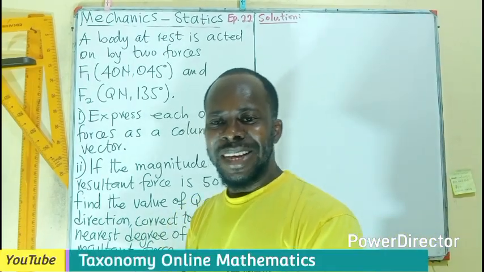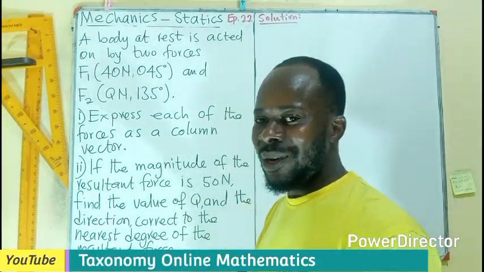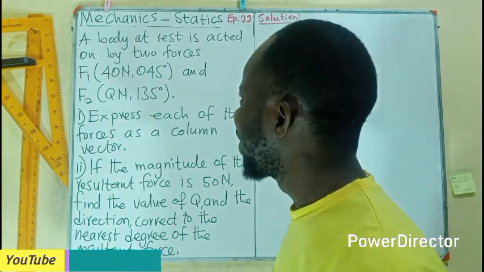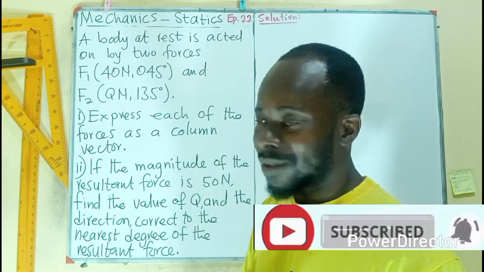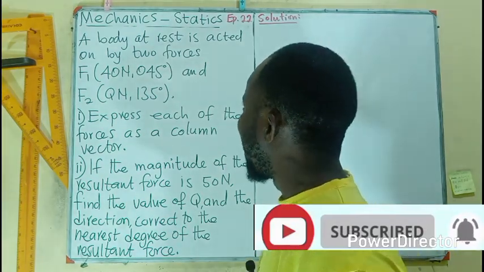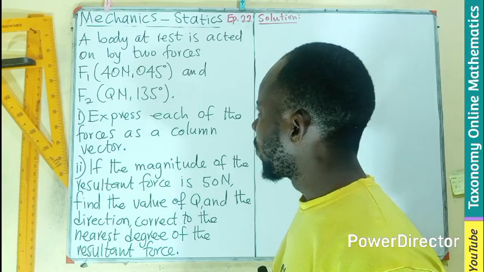Hello, welcome. Let's have a quick one on this episode 22, still on resultant vectors. So, forces, resultant forces. A body at rest is acted on by two forces, force one, force two.